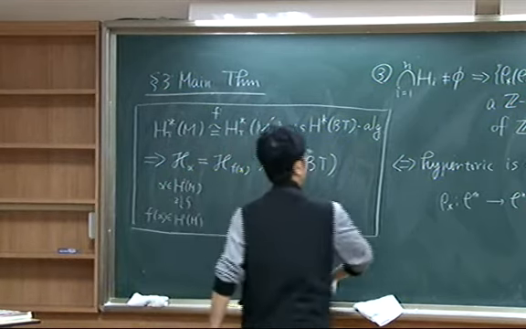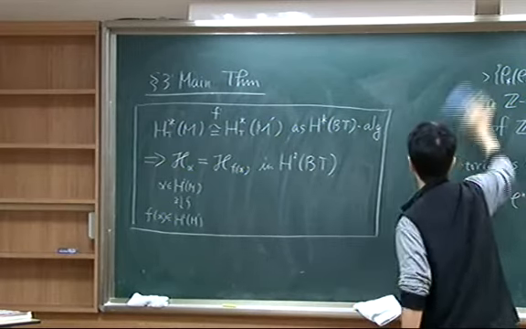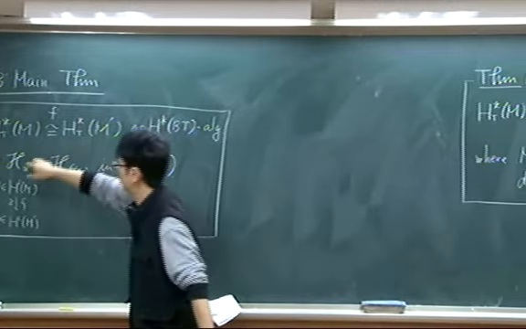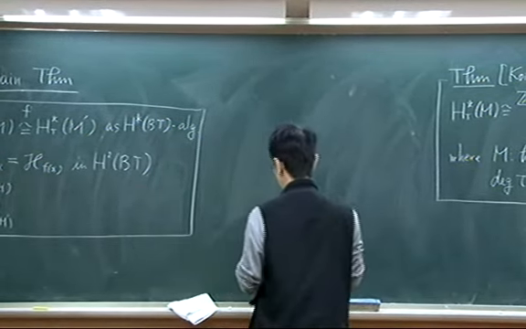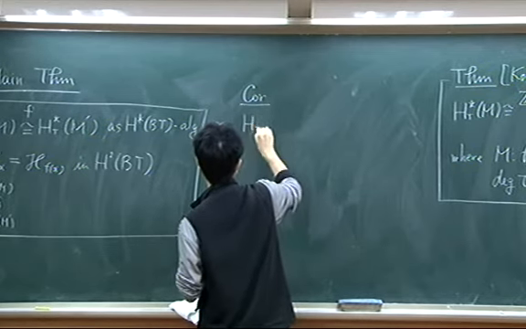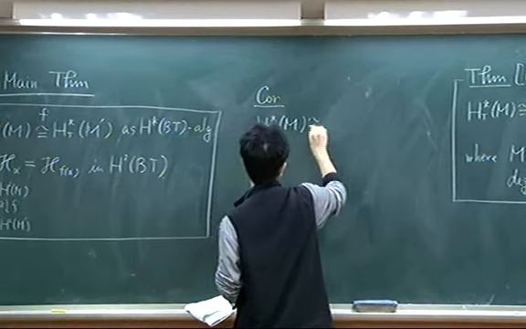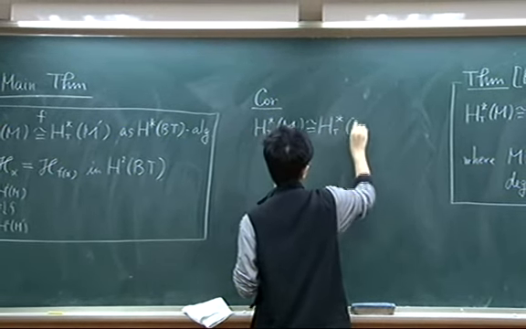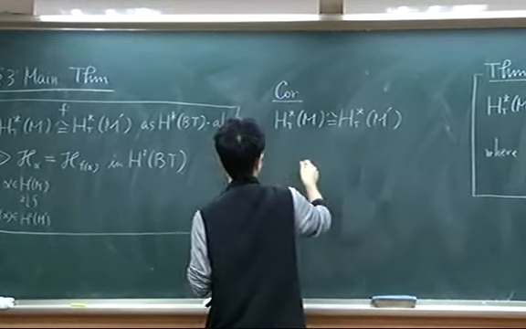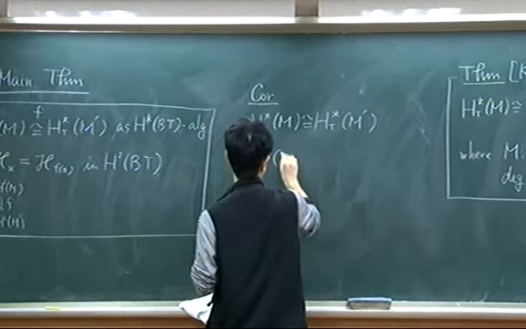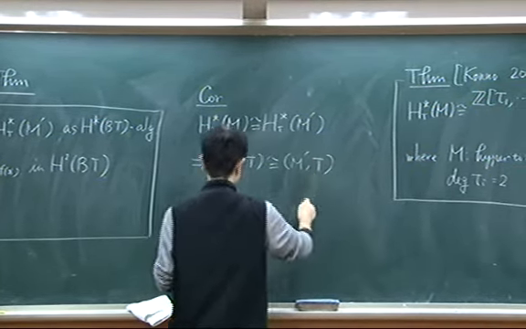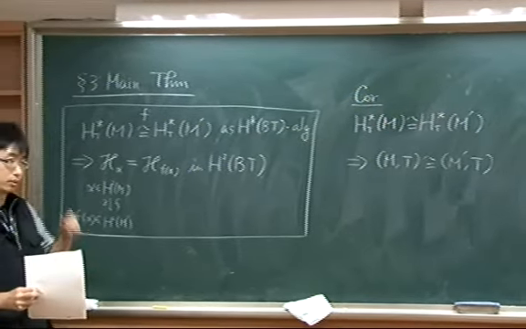So as a corollary of this theorem, from the two equivariant cohomologies, we have the same hyperplane arrangement. So as a corollary, if these two equivariant cohomologies are isomorphic as H star BT algebras, then these hypertoric manifolds are the same.